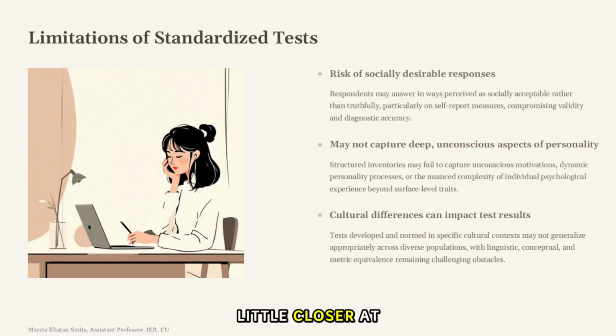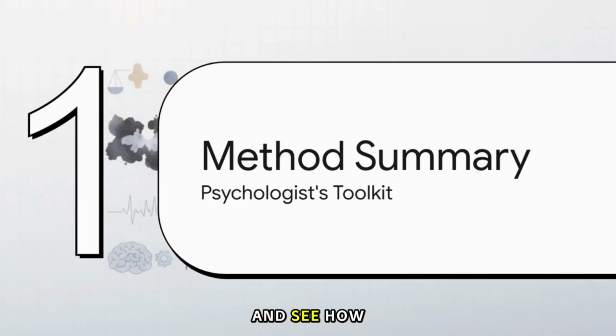Let's look a little closer at that first major risk, social desirability bias. Look, when we sit down to take a self-report measure, respondents often answer in ways they perceive as socially acceptable, rather than completely truthfully. Let's be honest, we all want to look good on paper. Nobody wants to check the box that says, "Yes, I am highly argumentative and generally difficult to work with." But this totally natural urge to fake it severely compromises the test's validity and its diagnostic accuracy. Let's move to section 5 and see how this builds a complete picture in our method summary.